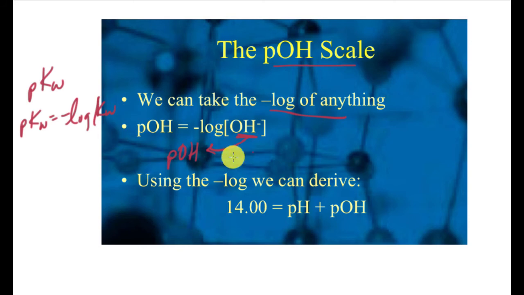And this is confusing for a lot of students, and especially me. I don't like the pOH scale myself. But it's the opposite. 7 is still neutral, but on the pOH scale, if it's greater than 7, it's an acid. If it's lower than 7, it's a base. Because you're using an inverse scale. So as this one goes up, this one goes down. And they're connected together with this equation.